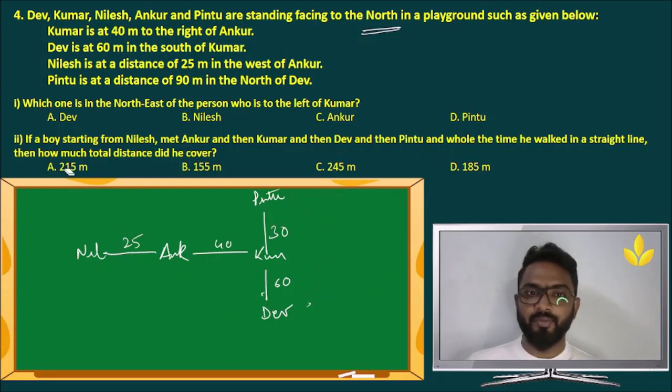Now let's read the sub questions. Which one is in the northeast of the person who is to the left of Kumar? Left of Kumar is Ankur. Ankur's northeast is Pintu. Answer is D.